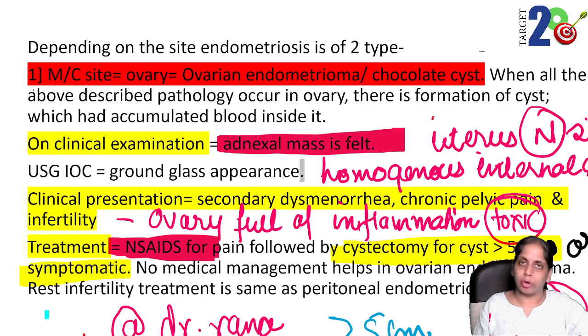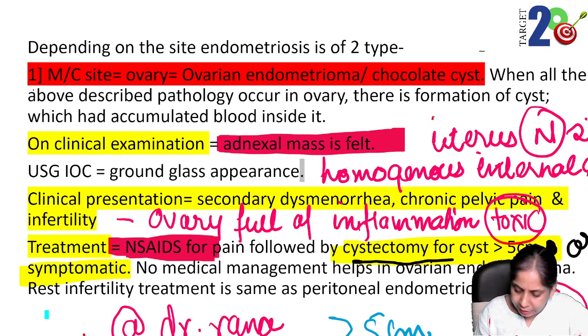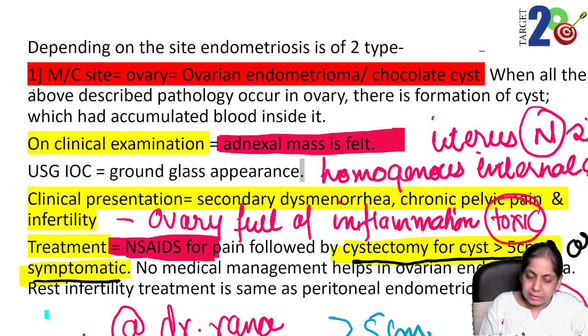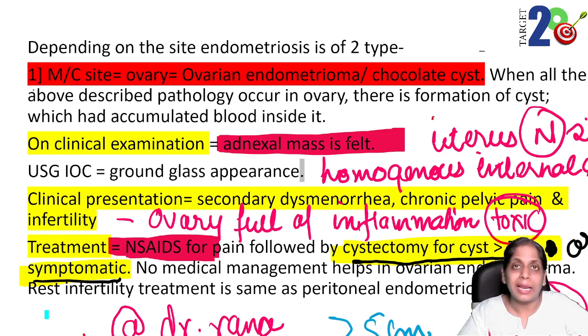This is an endometriosis cyst. We cannot tolerate it much longer. It is creating a very toxic environment in the ovary, giving the body a poor genetic quality of ovum. So we will do the cystectomy for any cyst which is more than 5 centimeters, or if the cyst is symptomatic. And you should know that all the medical management which we do in peritoneal endometriosis, this ovarian cyst will not respond to that.